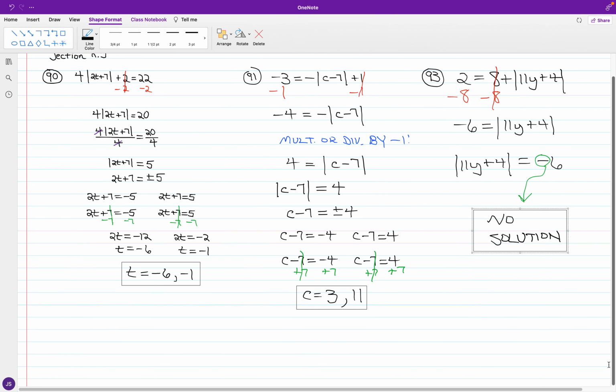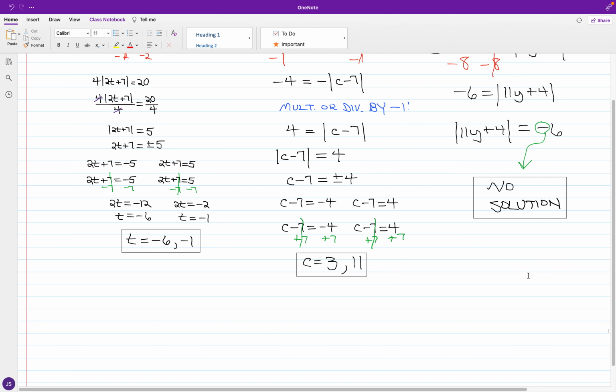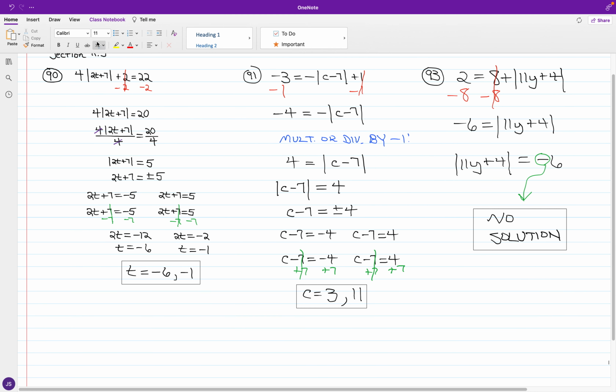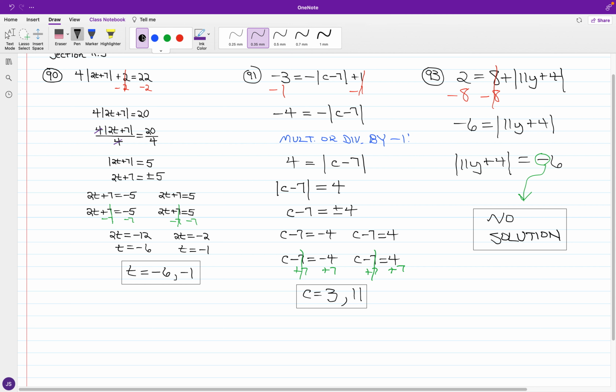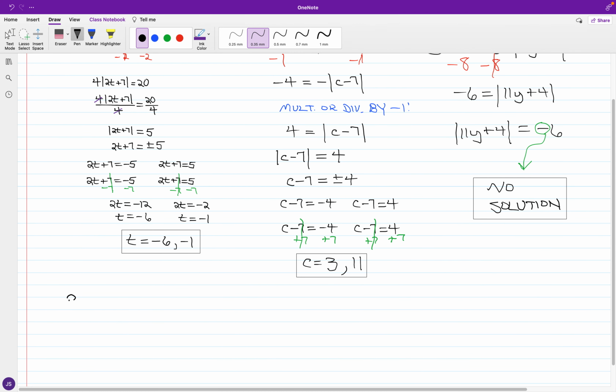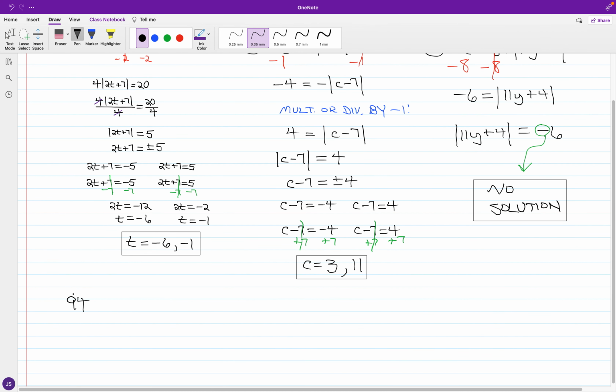And for the next situation, we cross over to number 94, and this time we're trying to solve for the variable z. In the setup, we have 6 is equal to 7 plus the absolute value of 9z minus 3.